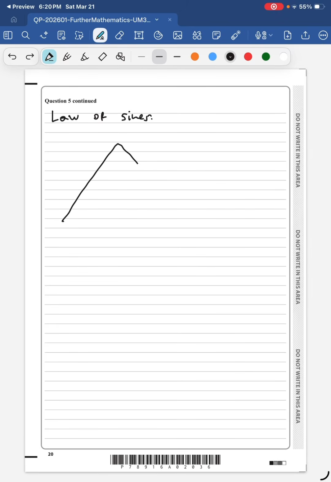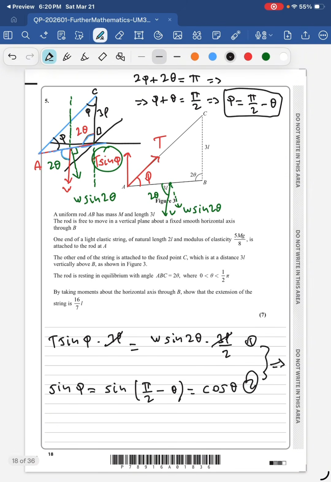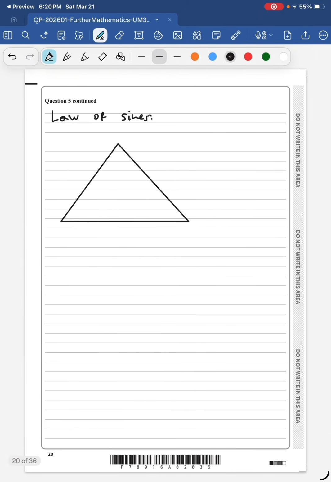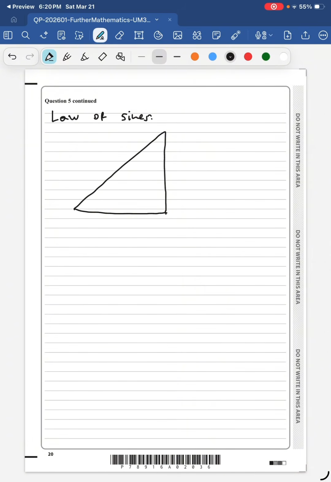Okay, I drew a triangle. It doesn't look like the original, so I don't like it. So let's delete it. So something like this is the triangle we need. Okay, they tell us that this side is 2L plus whatever the extension is. This side is 3L and this side is 3L. And then we have that this angle is phi, this angle is phi, and this angle is 2 theta.